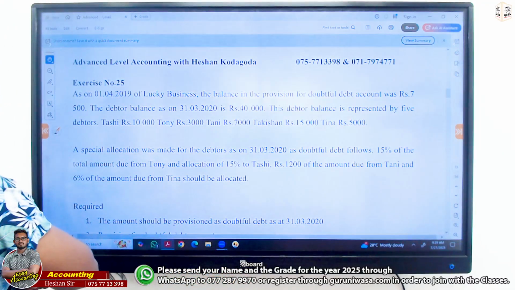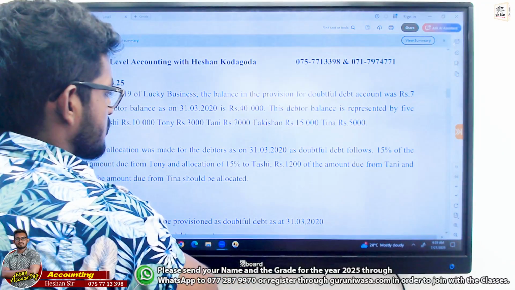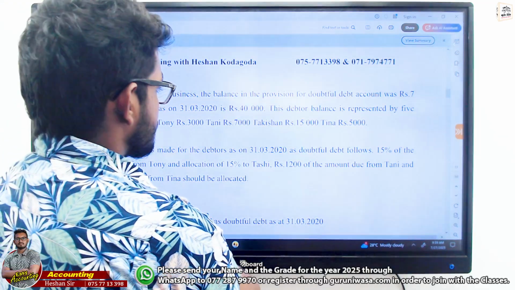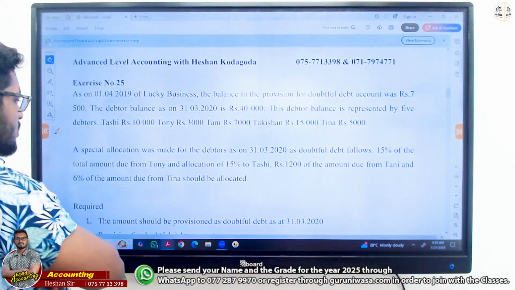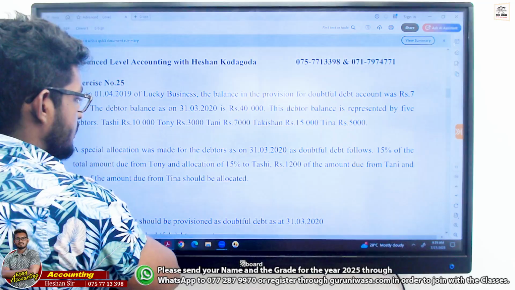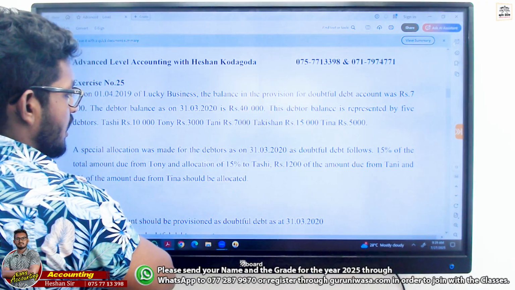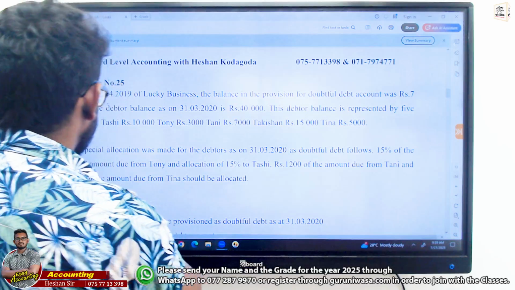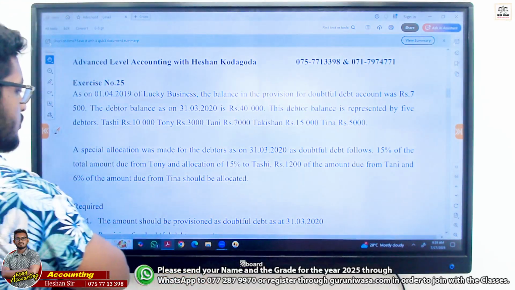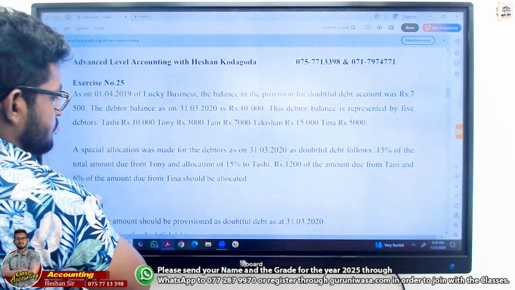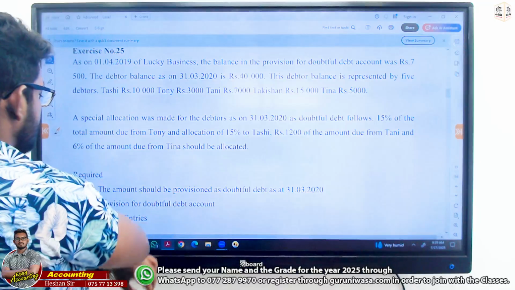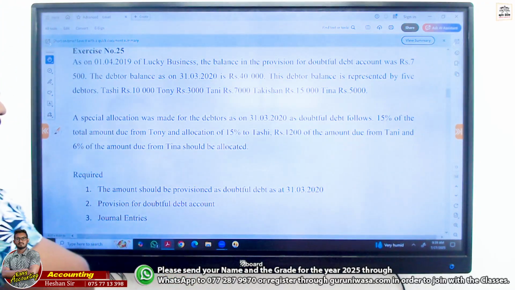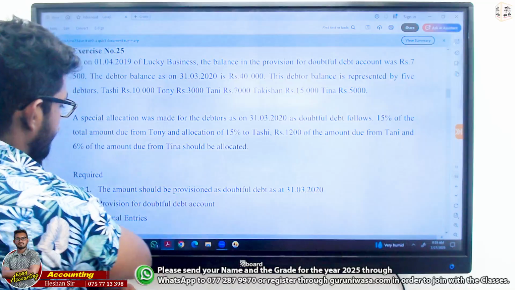A special allowance was made for debtors on 31st March 2020 as doubtful debt allowance: 15% of the total amount due from Tony, and an allocation of 15% to Tashi, and 1,200 of the amount due from Thani, and 6% of the amount due from Tina should be allocated. So what is the requirement? The amount that should be provided as doubtful debt on 31st March 2020.